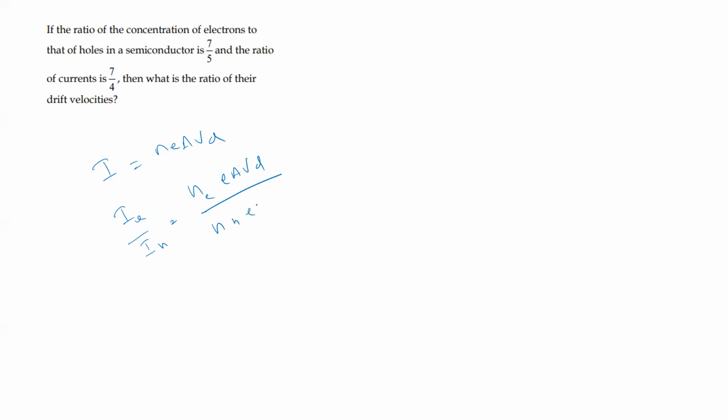This is I_h, e A v_d. The e and A cancel. This ratio is given, n_e by n_h is also given. Substitute, and you will get the answer. The answer you will get is 5 by 4. Take the 5 by 4 ratio.